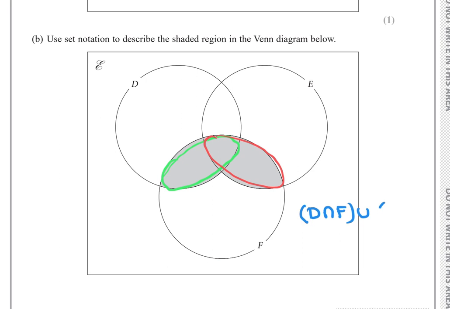union E intersect F. So this means this part plus that one. Or you can describe it in a different way. You can say that D union E, but I need not all of D union E, the part which is included in F, so intersect F.